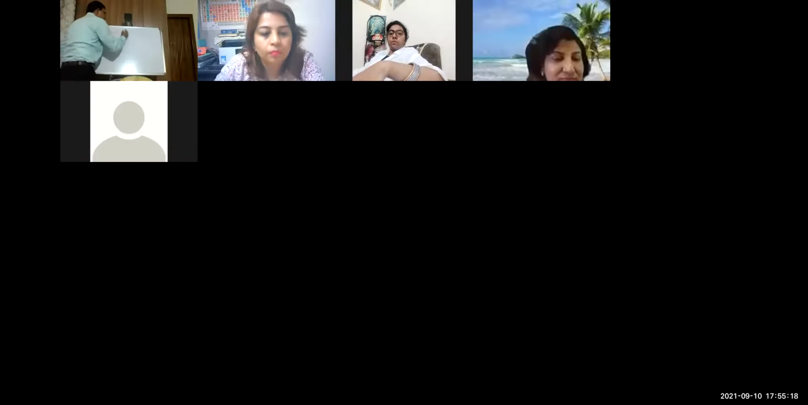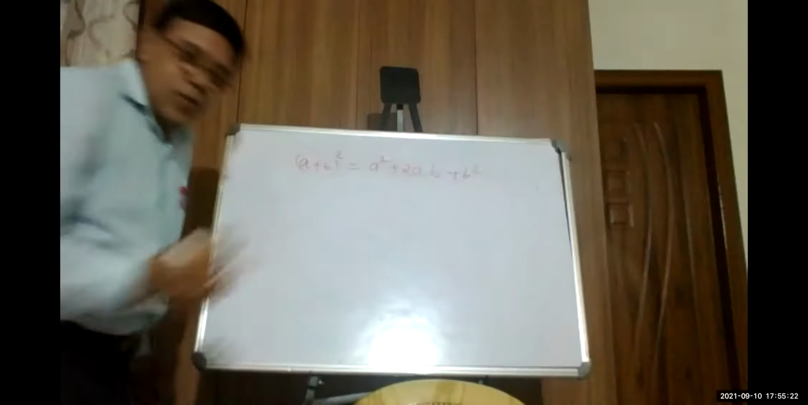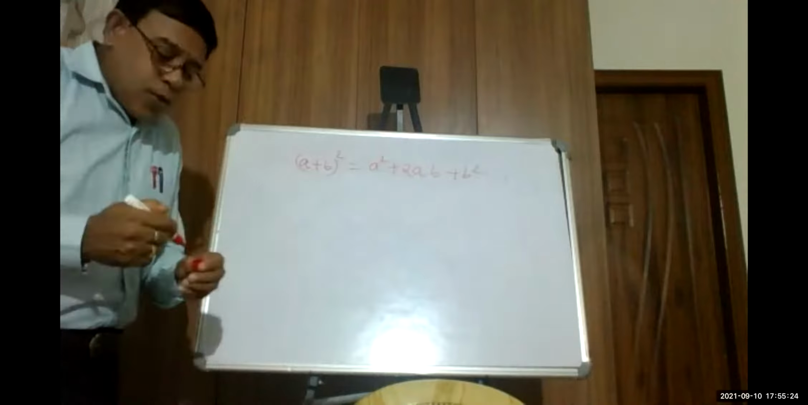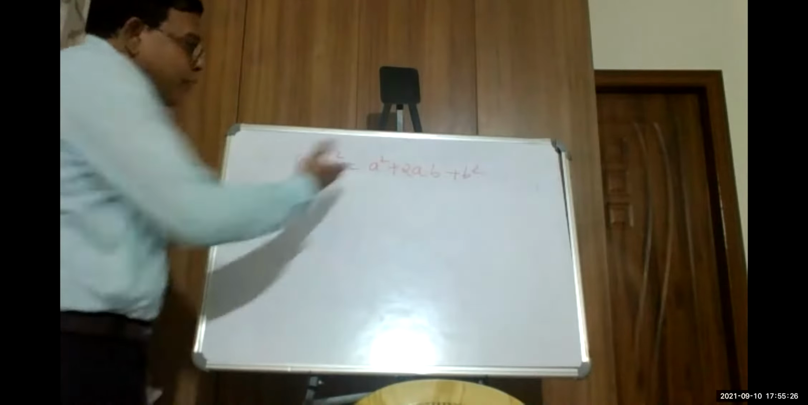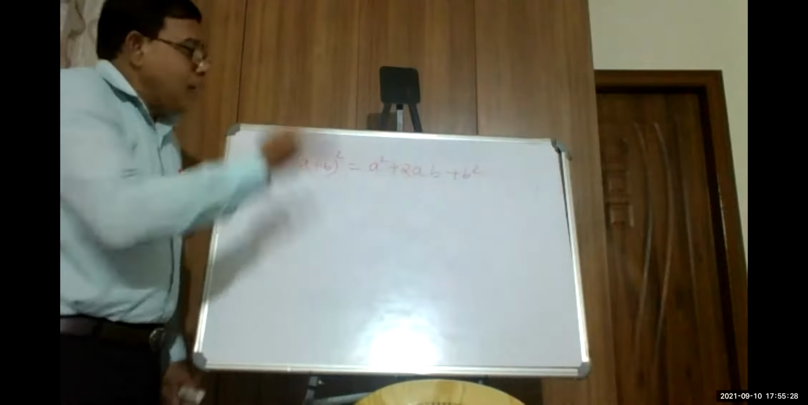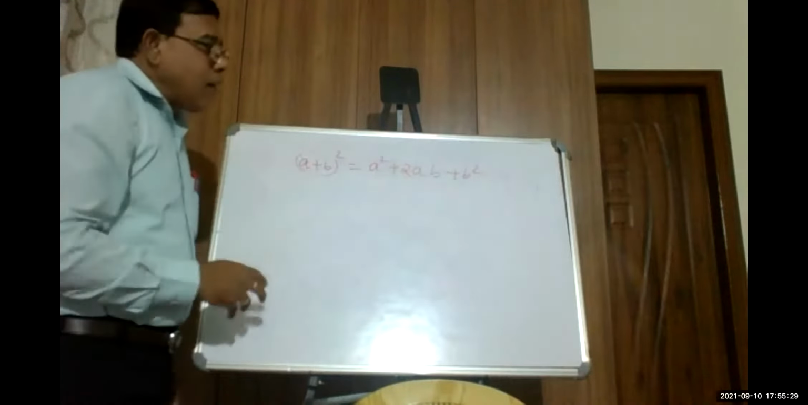Now, we know a plus b whole square is a square plus 2ab plus b square. This everyone knows, but a student can ask you, sir, why should we write only this way? We will write a square plus b square plus 2ab.